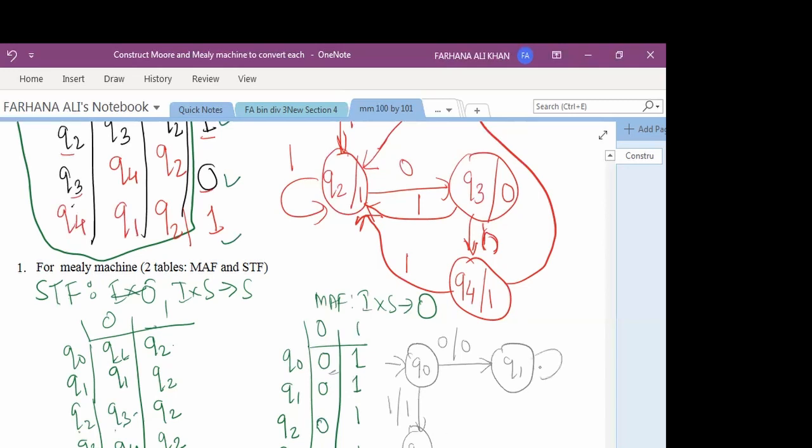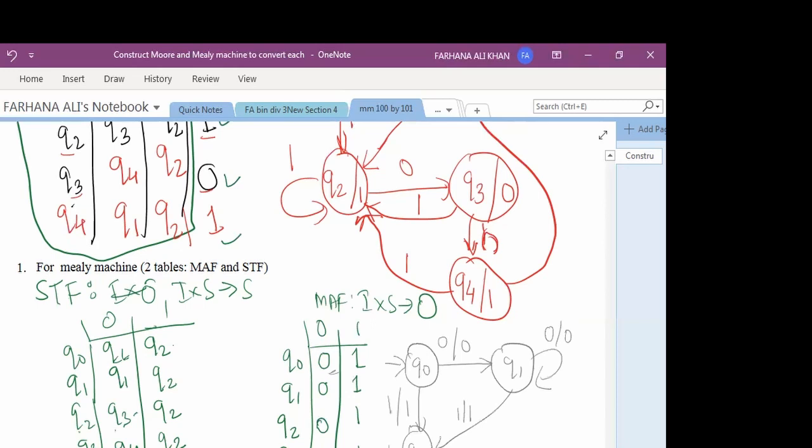Now Q1 on 0 is going to Q0 with the output 0. Q1 on 1 is going to Q2 with the output 1. Now Q2 on 0 is going to Q3. What is the output of Q3? It is 0, so we have to write that here. Now Q2 on 1 is going to itself with the output 1.